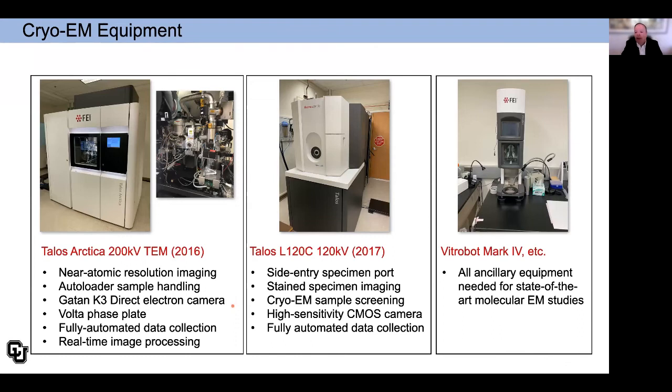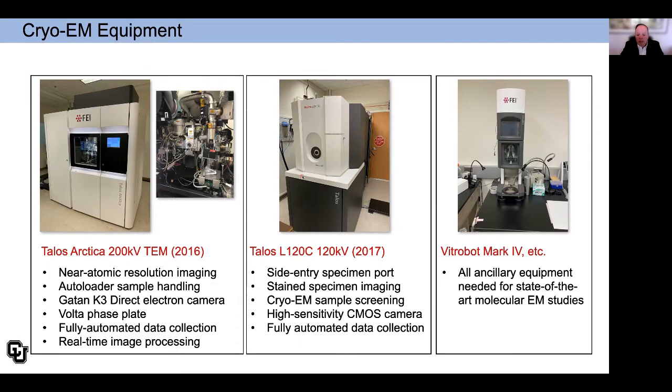So what type of equipment is available at the facility? The centerpiece of the facility is a Talos Arctica cryo-electron microscope, shown here on the left. That microscope has a high acceleration voltage and an automated sample handling capability. It is also equipped with a state-of-the-art direct electron detector, a Volta faceplate for looking at dynamic and small particles, and is capable of fully automated data collection and real-time image processing.